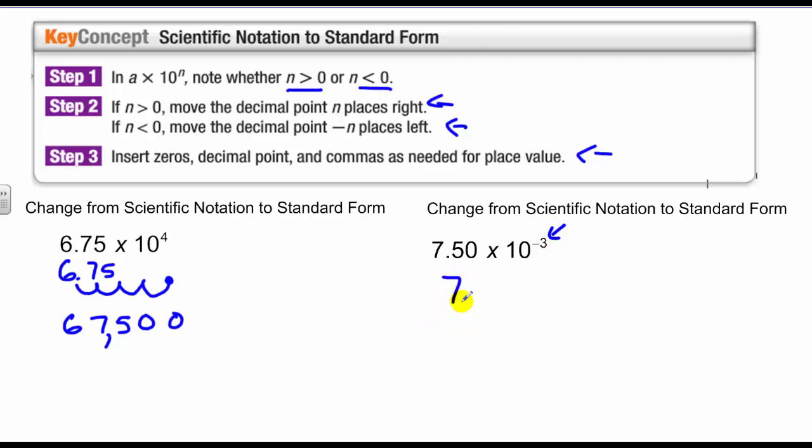In this next example, since I have an n value, or a power, that's negative, I'm going to move that decimal to the left. So I go 1, 2, 3, and put my decimal there. And you'll notice once again, after I've moved one time, I run out of numbers, so I have to add 2 placeholders. So this is 0.0075. And we're going to keep the 0 and add these 2 zeros. You don't have to drop it in this case.